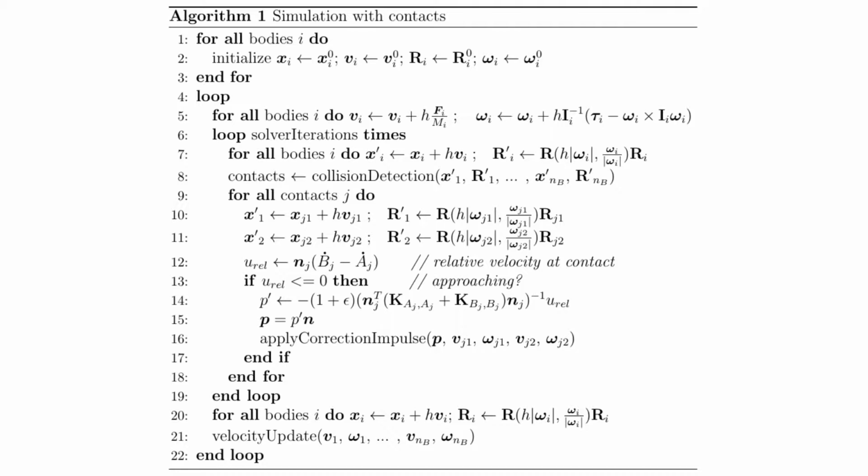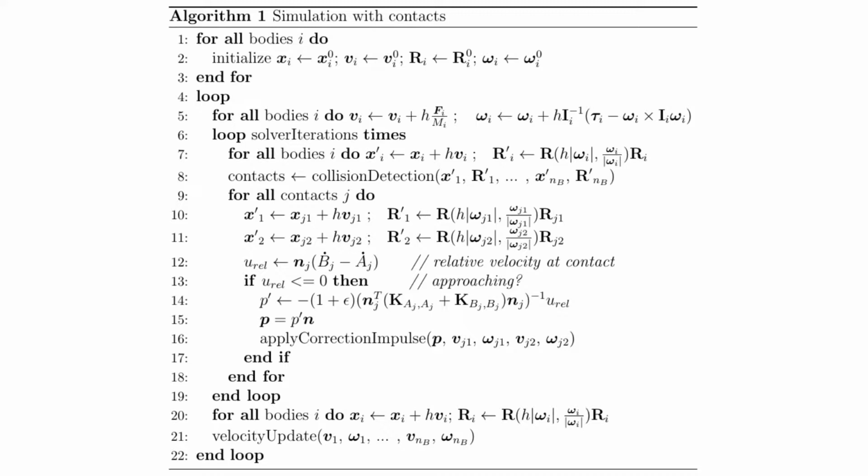Okay, so how does this work? The algorithm. This is the basic pairwise propagation method, and it's quite similar to the method we already used in the last lecture for the equality constraints. Again, we start by initializing all the positions, and then we loop through all the time steps. First we apply the external forces and torques to the bodies, and then we do these solver iterations again to project the constraints.